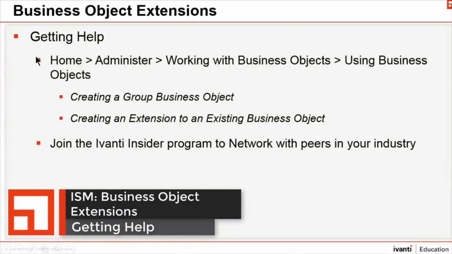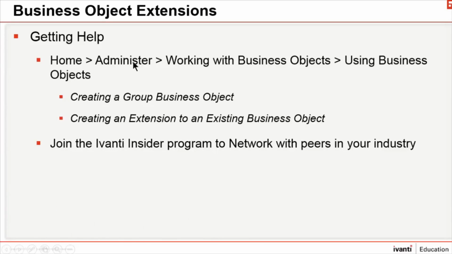Okay, so to get more information, you can, using your administrator role, go to the help files within the product, navigate to Home, Administer, Working with Business Objects, and then Using Business Objects. From there, you'll see a list of links taking you to other locations in the help files. And these 2 right here are the ones that you're going to want to pay attention to. So you can select those and find more information and also instructions.